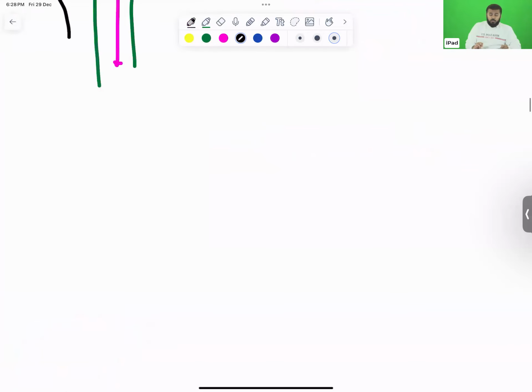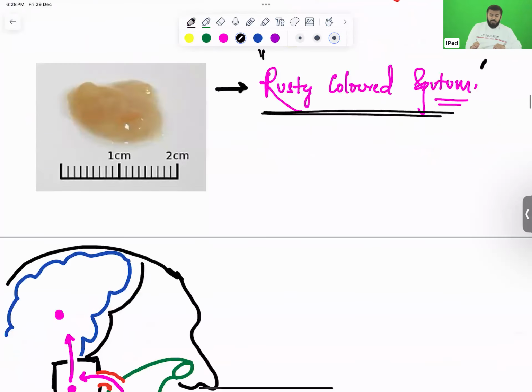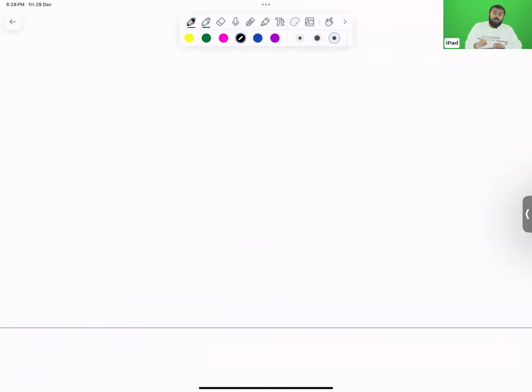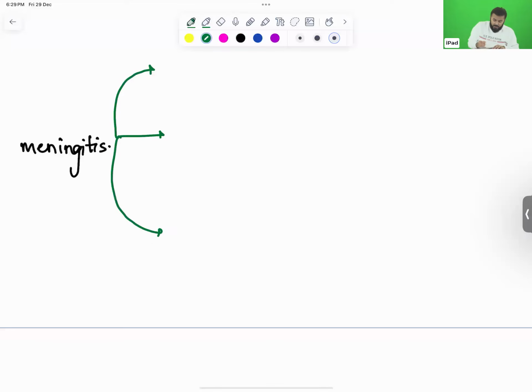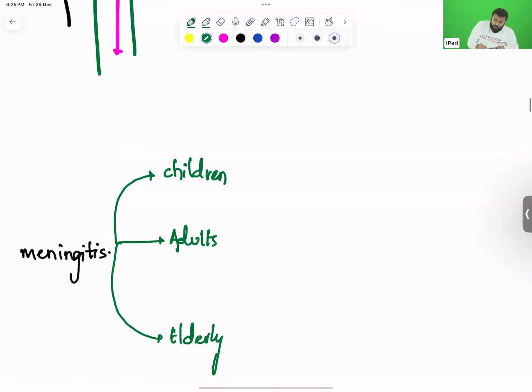Now, so you are saying Streptococcus pneumonia causes meningitis? Yes, it causes meningitis. Now tell me, in which age group? It will cause meningitis in children, in adults, and in elderly also. If you look at meningitis, it is a very, very important table and very confusing. What I've done is that from the entire microbiology, wherever meningitis cases are there, I have gathered all of them and put them here. So meningitis in children, in adults, and in elderly. If you look at meningitis in children, it is caused by three important bacteria.